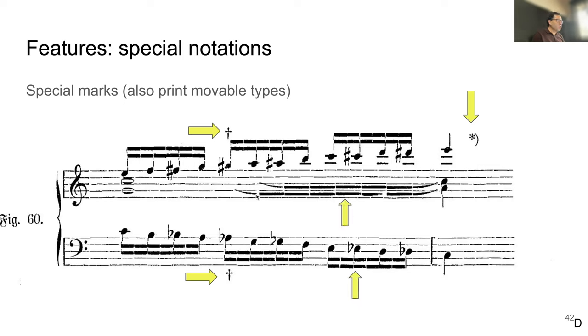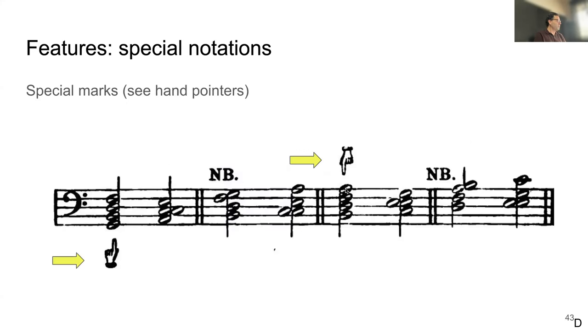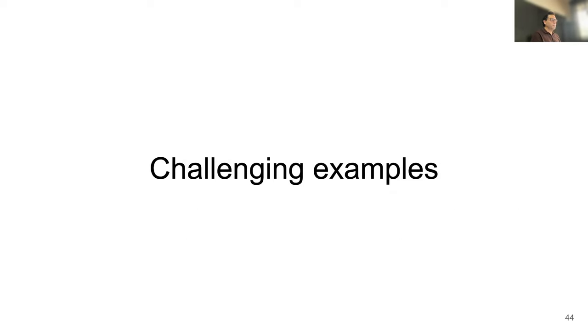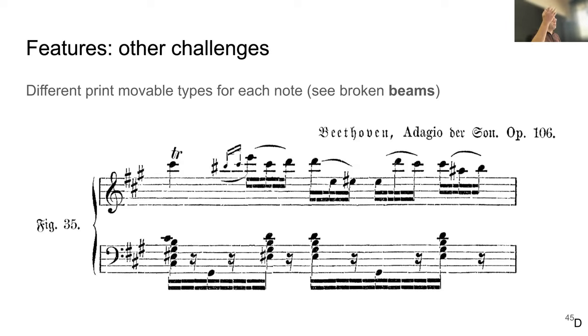And here you can see also another difficulty for the OMR system: that they use print movable types, as you can see that each print is divided from the other one before. As special marks, you can see this kind of special marks that I don't know how, but it would be nice to be able to identify them. And besides, we have many other challenging cases, as I have mentioned before, this kind of print movable types. You can see it even in the stems and in the beams.